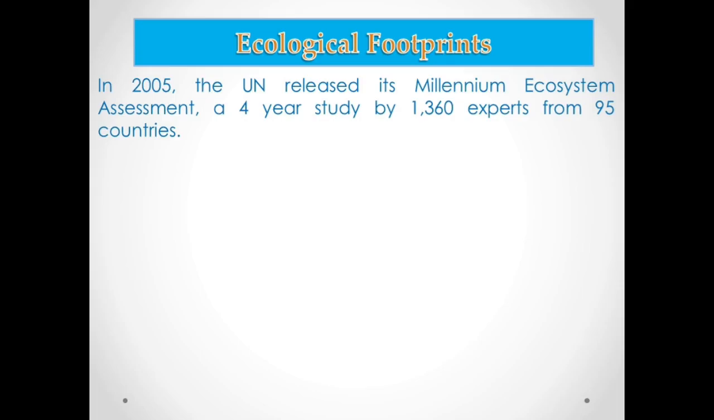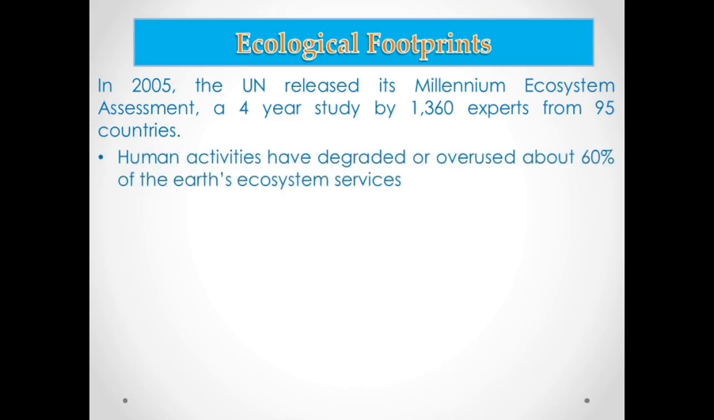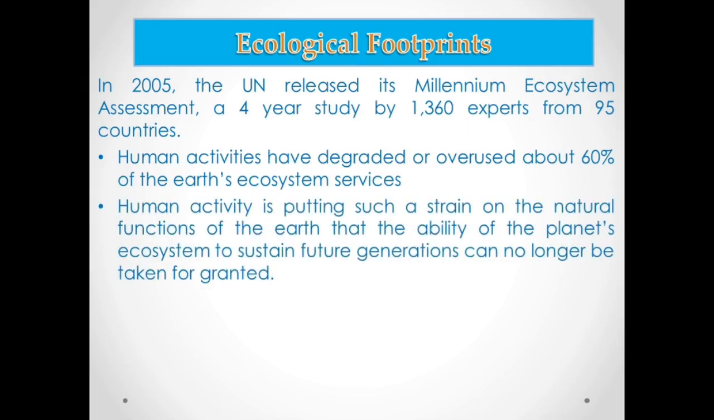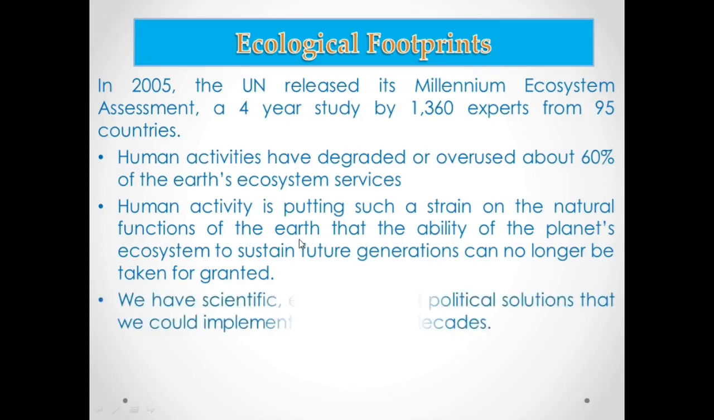In 2005 the UN released its Millennium Ecosystem Assessment, a 4-year study by 1,360 experts from 95 countries. According to this study, human activities have degraded or overused about 60% of the Earth's ecosystem services, mostly since 1950. The report's summary statement warned that human activity is putting such a strain on the natural functions of the Earth that the ability of the planet's ecosystems to sustain future generations can no longer be taken for granted. The report also concluded that we have scientific, economic, and political solutions to this problem, and we could implement them within a few decades.